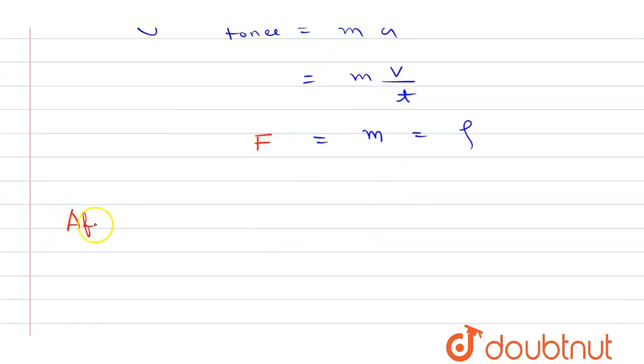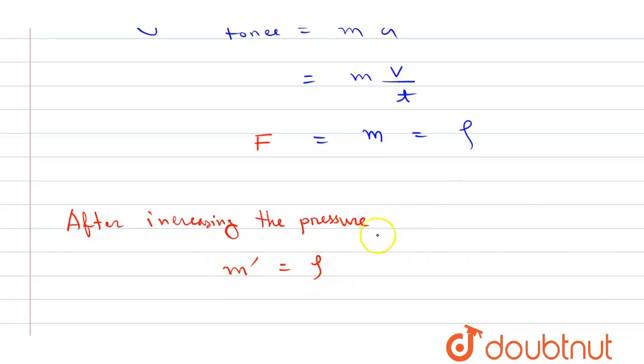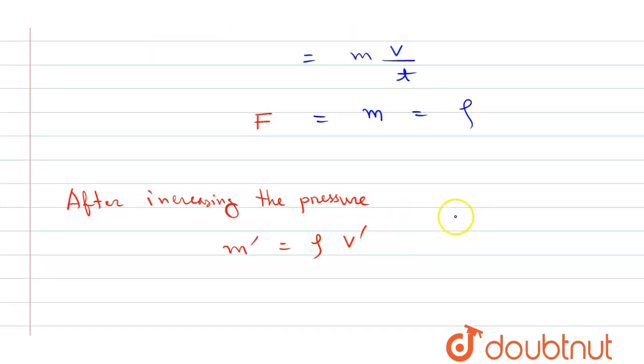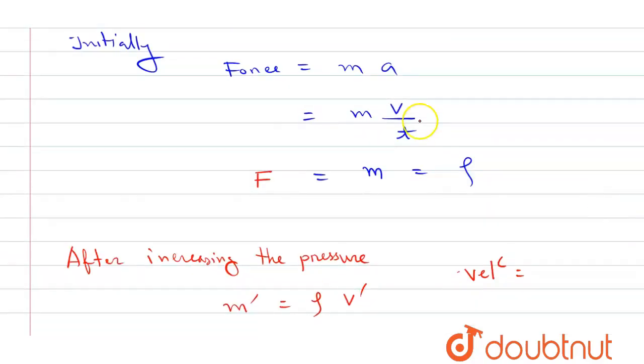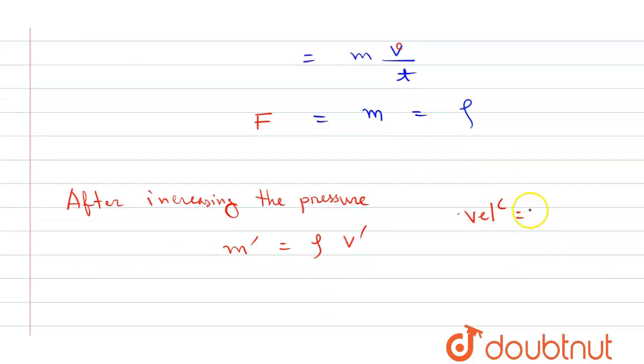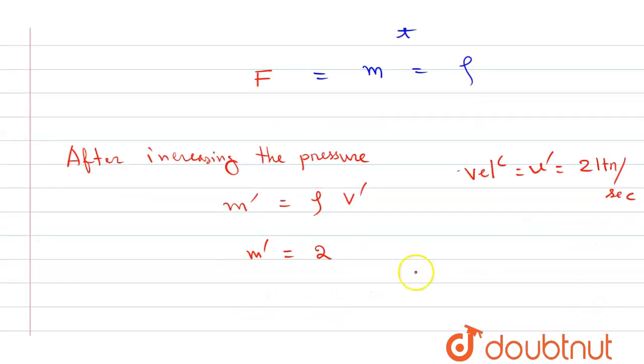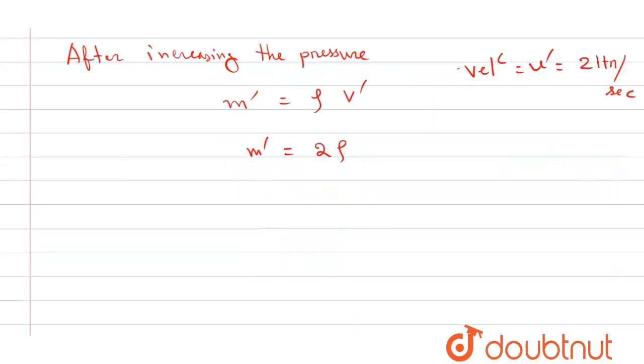Now after increasing the pressure, mass will be suppose m dash, and rho will be the same because density will be constant, into volume V dash. Now velocity, this represents velocity V dash, suppose V dash will be 2 liter per second as given. So it will be m dash into 2, since volume is 2 liter, it will be m dash equals 2 rho.